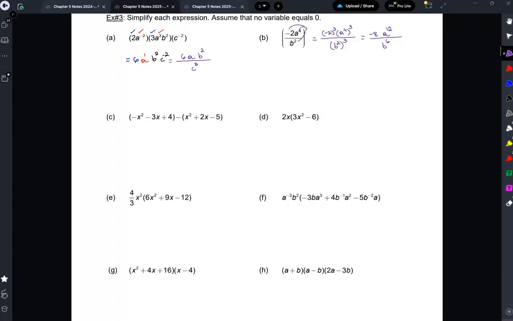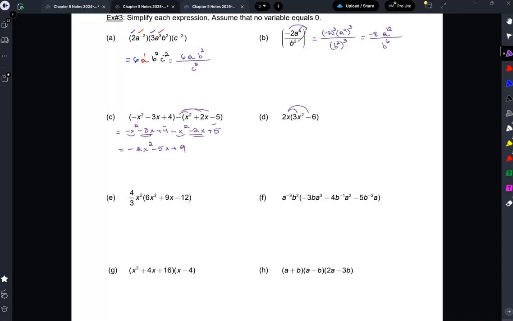All right. Here we are subtracting two polynomials. We're going to distribute the negative. So negative x squared minus 3x plus 4 minus x squared minus 2x plus 5. Negative x squared minus x squared, minus 2x squared. Negative 3x minus 2x, minus 5x. 4 plus 5, positive 9, and that's it. We're done.